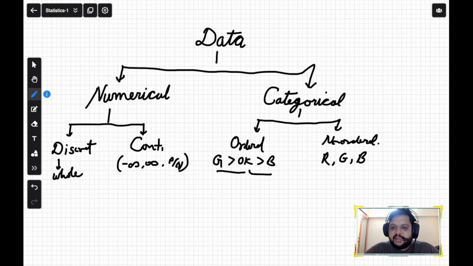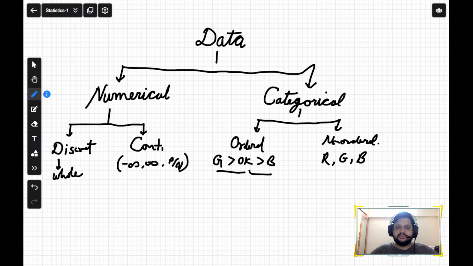Similarly, if you give an example of non-ordered again, male and female, we cannot give anyone more priority, correct? Both are equal. So those kinds of things will always come under non-ordered, whereas ordered is good, okay, bad. Okay, so these are the basic types of data.